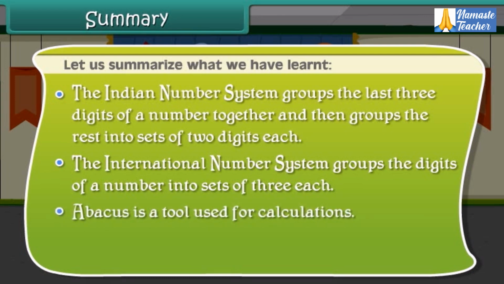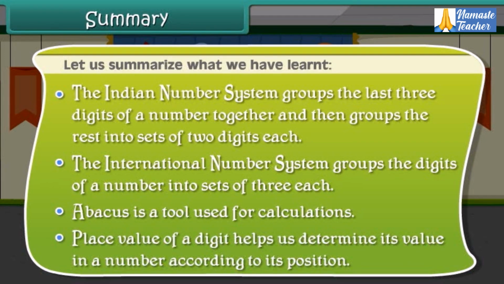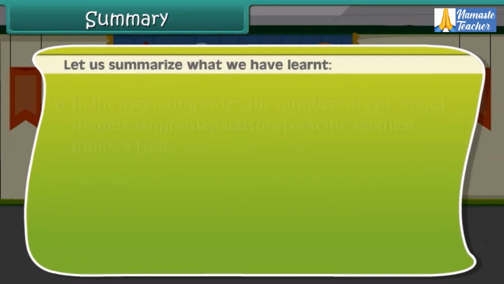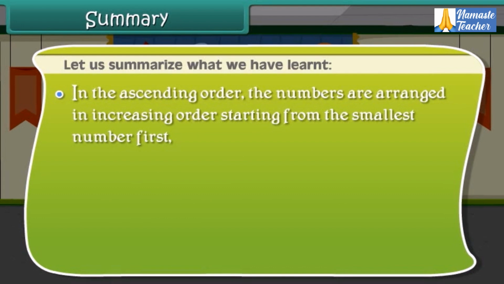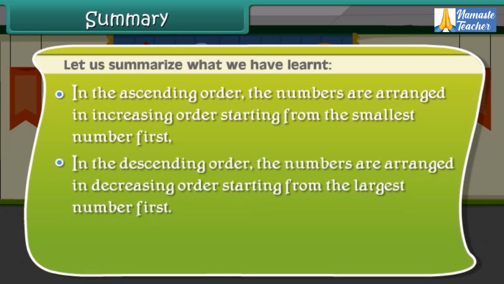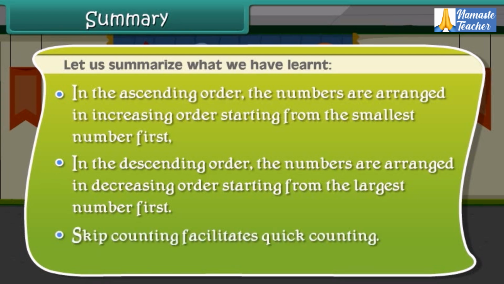Abacus is a tool used for calculations. Place value of a digit helps us determine its value in a number according to its position. In the ascending order, the numbers are arranged in increasing order starting from the smallest number first. In the descending order, the numbers are arranged in decreasing order starting from the largest number first. Skip counting facilitates quick counting.